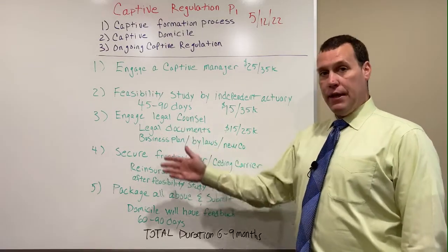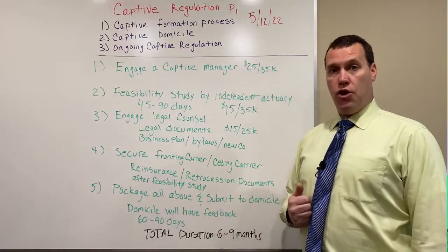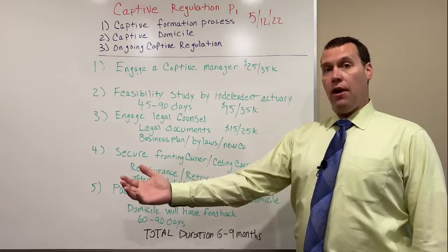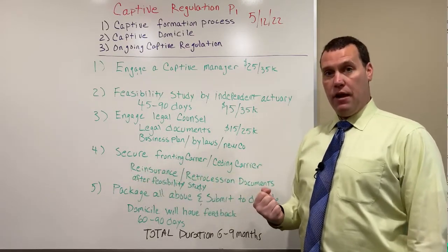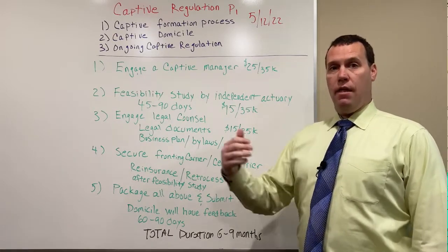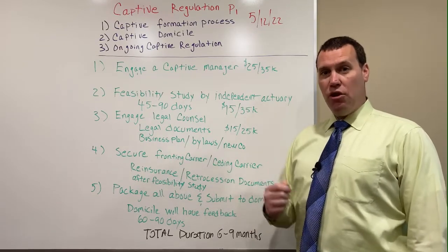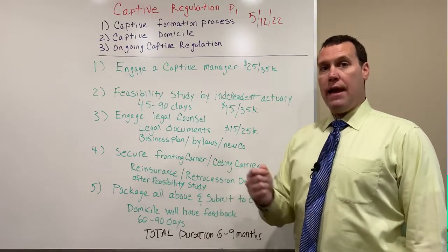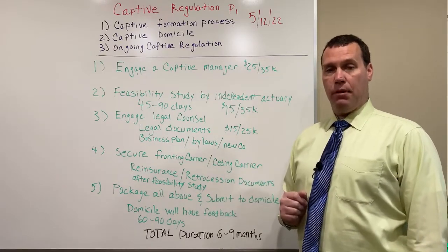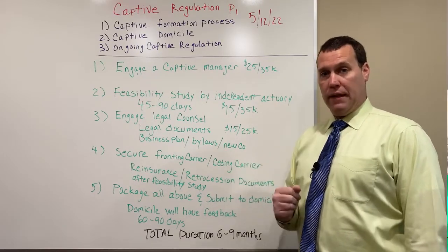Once everything is in order, the captive manager will submit the application to the domicile of choice, and then that regulator will accept the application, and inherently they will have questions. The regulator's ambition is to make sure that the employer understands fully what they are investing in. Does the employer understand the captive structure? Does the employer understand what the insurance transactions mean?